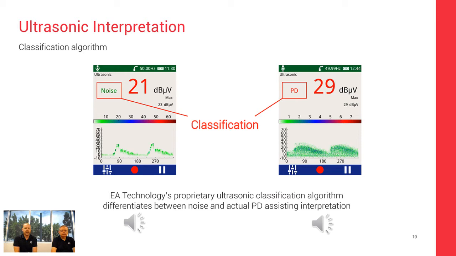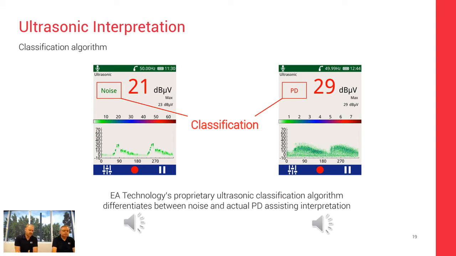So it does that as you are taking the reading, and it gives the user further confidence in what they're trying to test. You'll also get a decibel output. On the left there we have 21 decibel microvolts. On the right we have 29 decibel microvolts, and that's the amplitude of the sound. You also get a phase resolved partial discharge pattern, and that's what those 2 green patterns that you can see on the left and the right are.